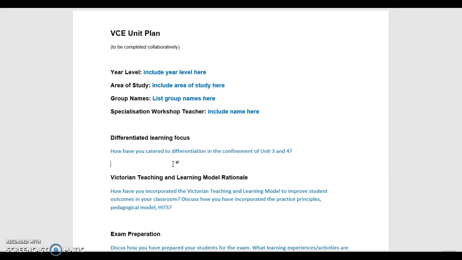Units 3 and 4 are very prescriptive. You have key knowledge, key skills, and you're working towards an exam, essentially. How have you catered to differentiation within the confinement of those constraints? It's difficult, but it's not impossible. So you need to outline here how you've considered it, and therefore this will be reflected in your unit activities and your unit plan.